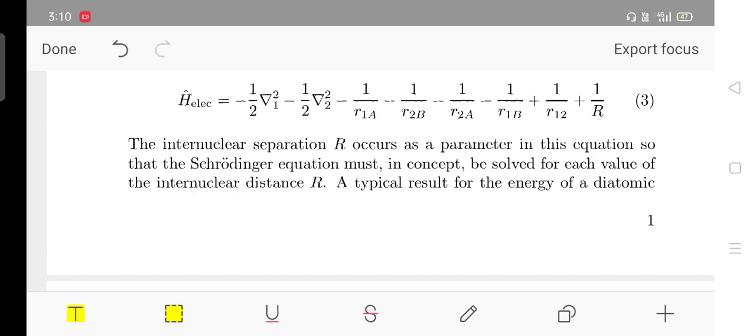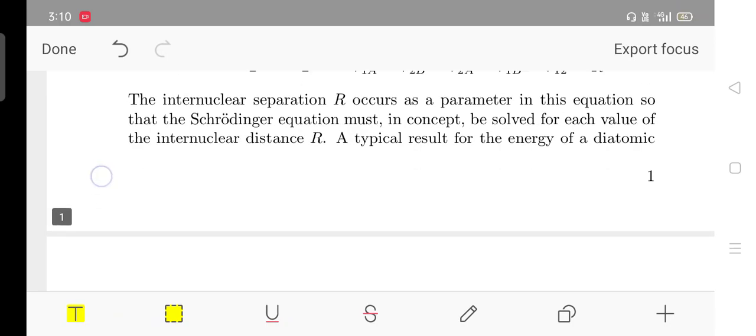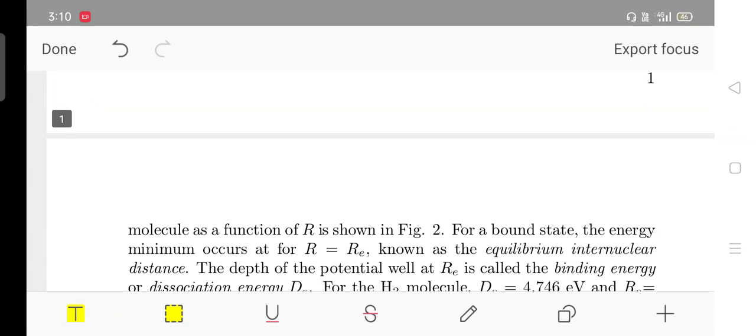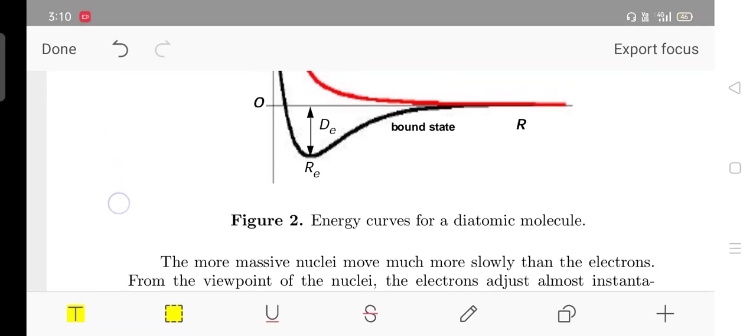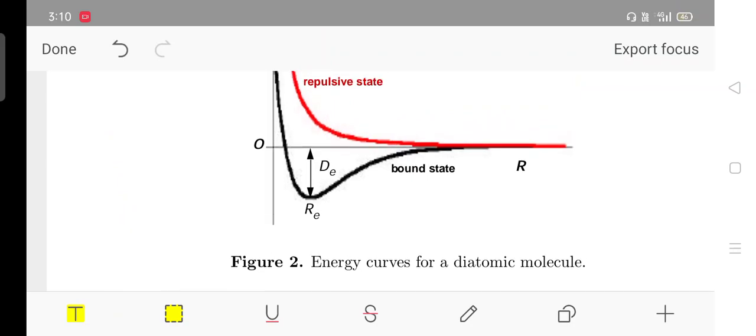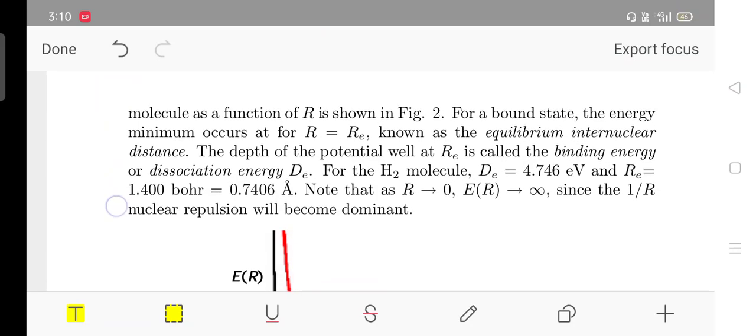So the internuclear separation R occurs as a parameter in this equation. Here R is the distance between the two nuclei A and B, and this distance can vary. So the Schrodinger equation must in concept be solved for each value of the internuclear distance R. A typical result for the energy of a diatomic molecule as a function of R is shown in the figure. This is the energy curve for the diatomic molecule.